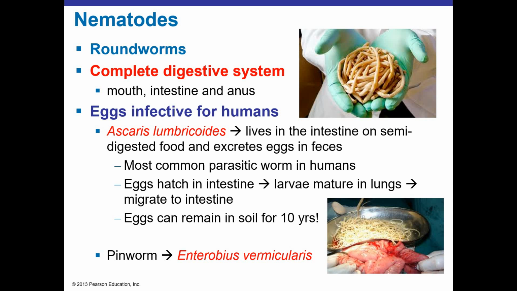The eggs hatch in the intestine, the larvae then migrate up to mature in the lungs. We then cough them up, swallow them back down, and they migrate out the intestine, and the eggs are then put out into the environment. The issue is that the eggs can remain viable out in the environment for up to a decade, so it's very easy to then have the accidental ingestion of these eggs. So it's the eggs that are the problem.